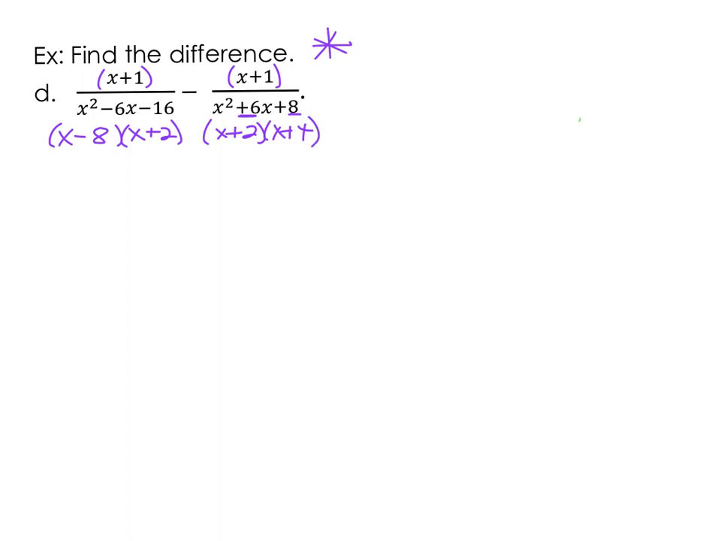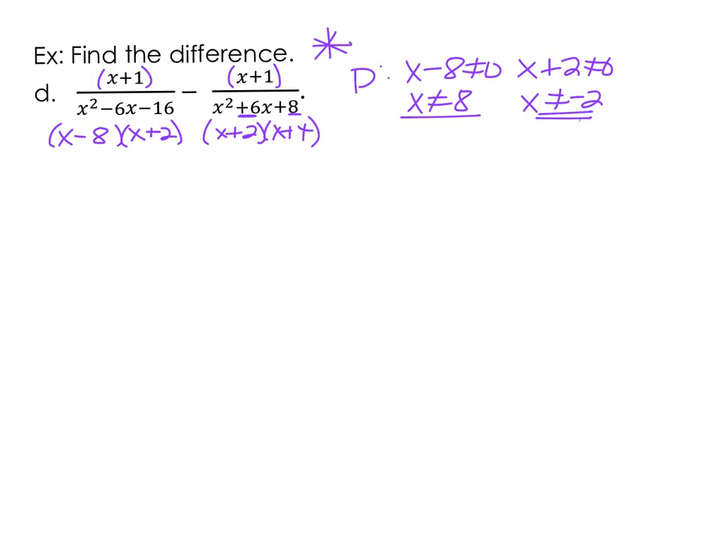Let's go ahead and state our domain restrictions right away. If x minus 8 can't equal 0, x can't equal positive 8. If x plus 2 can't equal 0, then x can't equal negative 2. And notice that happens twice, so we don't have to repeat that. But the last one, if x plus 4 can't equal 0, then x can't equal negative 4.